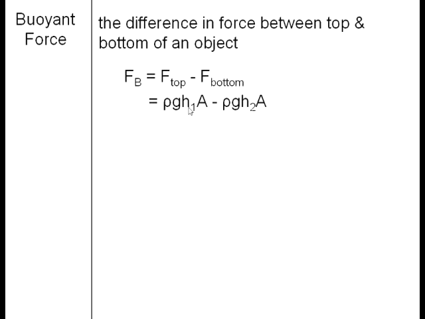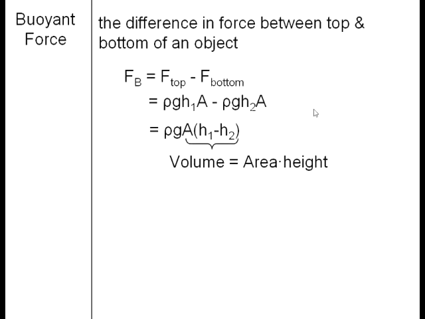So substituting rho g h times the area for each one of these, I can factor out rho, which is the same because we're in water, gravity is the same, and the area was the same on the top and the bottom of my object. So factoring those out, then we have h1 minus h2 in the parentheses. And I know area times height is the volume. So this formula becomes rho g V, the formula for the buoyant force.